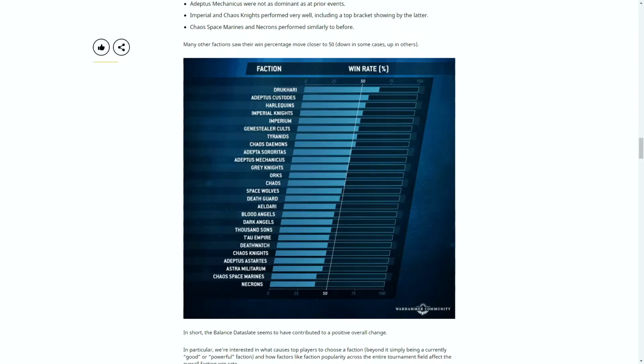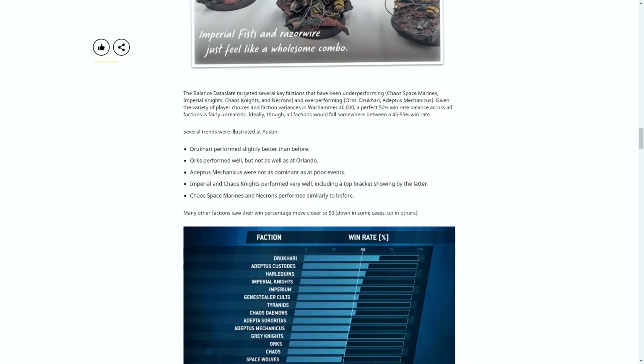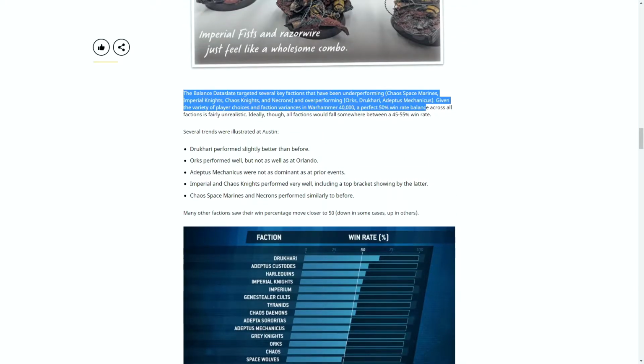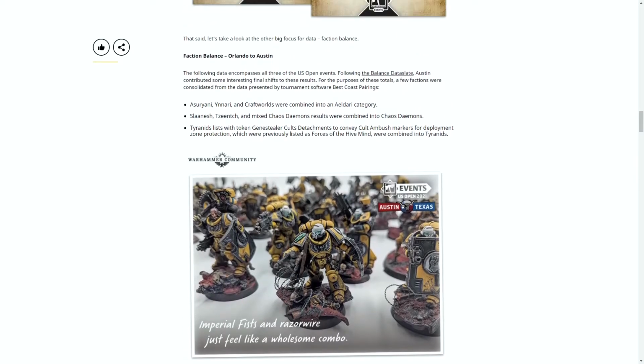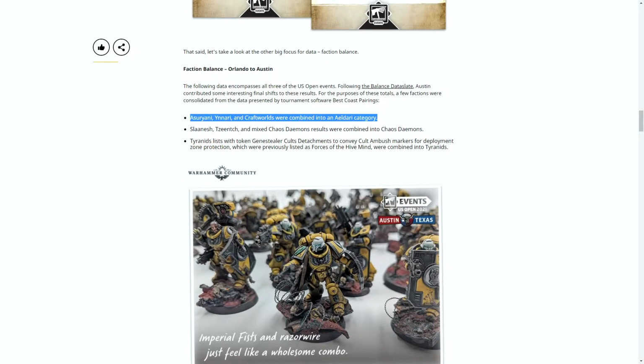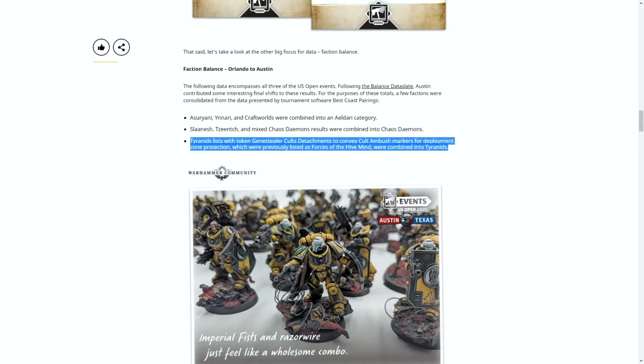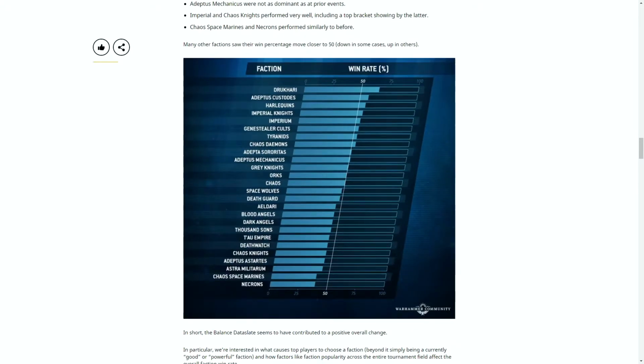The problem with this list that I have specifically is that they have merged armies. They merged all the different forms of Eldar. They merged all the different forms of Chaos. And they merged Tyranids and Gene Stealer cults. My thought process behind that is certain variations of these armies have way higher win rates than others, so they smash them together to get the overall rates to look better in those specific categories.